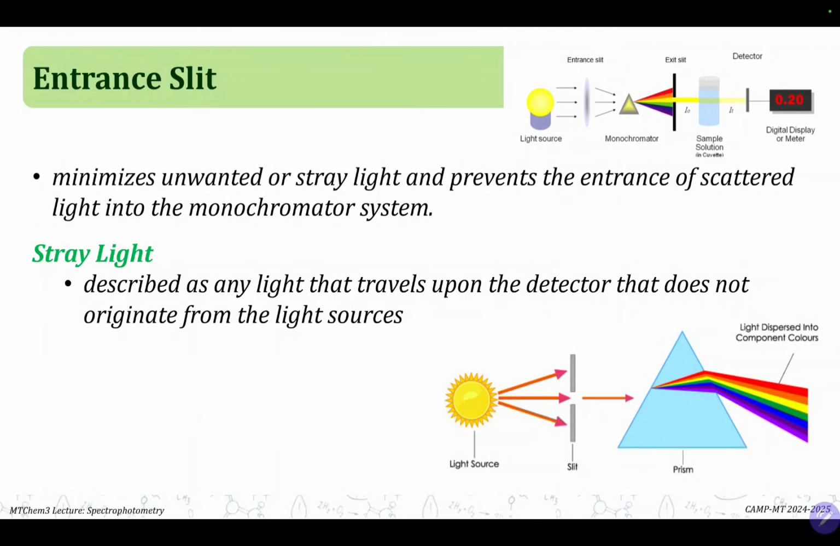Next component is your entrance slit. Your entrance slit minimizes unwanted or stray light and prevents the entrance of scattered light into the monochromator system. Siyempre, ito yung light source nyo. Dapat specific lang yung papapasukin yung light para specific lang din yung ma-detect ni monochromator.